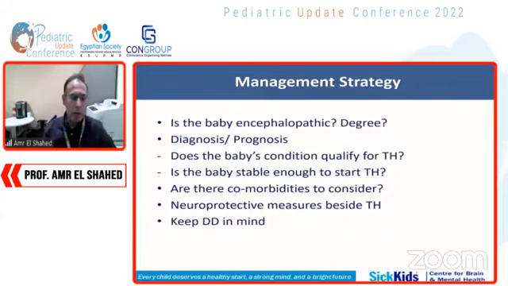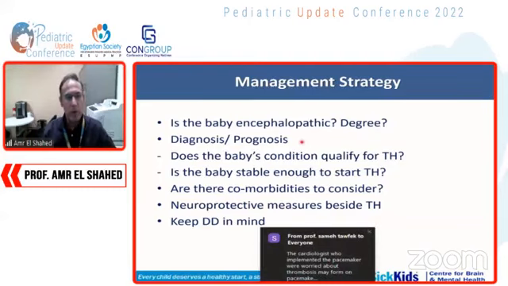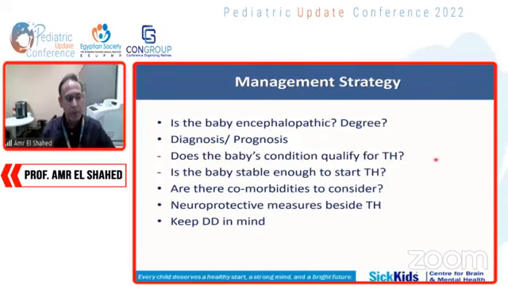When we try to plan the management strategy, first of all, you have to establish the diagnosis of hypoxic ischemic encephalopathy. With establishment of the degree of encephalopathy, you can also get some hint about the prognosis, because as we will talk shortly, we sometimes have to make a prediction for the prognosis as early as possible to make a decision and to counsel the parents about the next step.